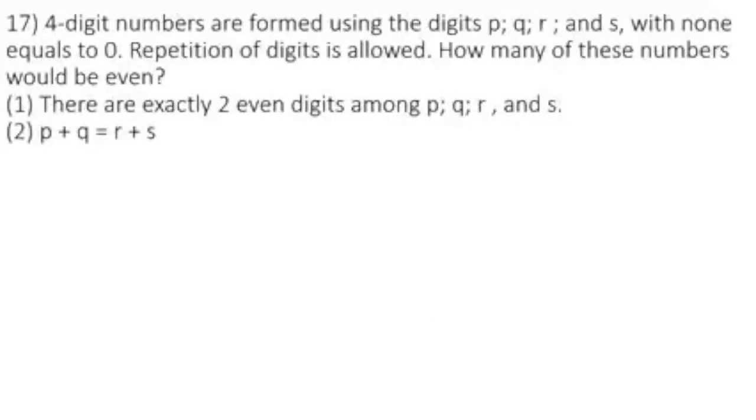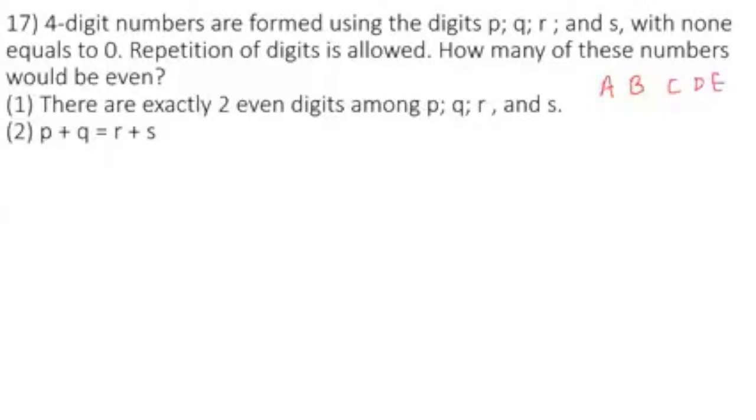Four-digit even numbers are formed using the digits P, Q, R and S. None of the digits are equal to 0, and repetition of the digits is allowed. How many of these numbers would be even? Among the 4-digit numbers, how many are even? Statement 1 says there are exactly 2 even numbers among the given values of P, Q, R, S. The options are A, B, C, D, E.